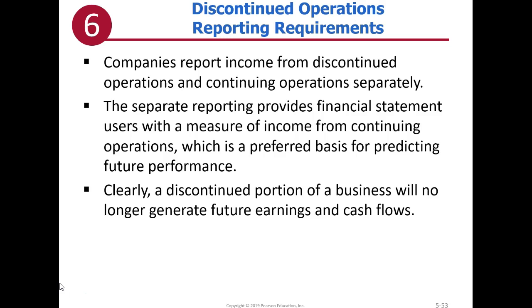Companies report income from discontinued operations and continuing operations separately. Why? The separate reporting provides financial statement users with a measure of income from continuing operations, which is preferred for predicting future performance. Clearly, a discontinued portion of the business will no longer generate future earnings and cash flows, so let's take them apart.